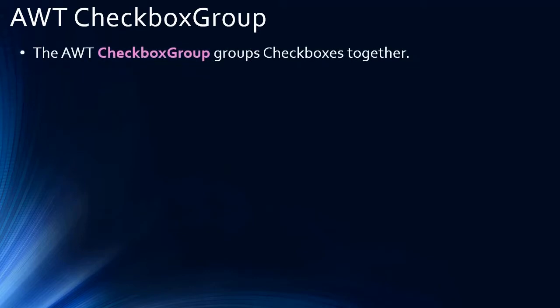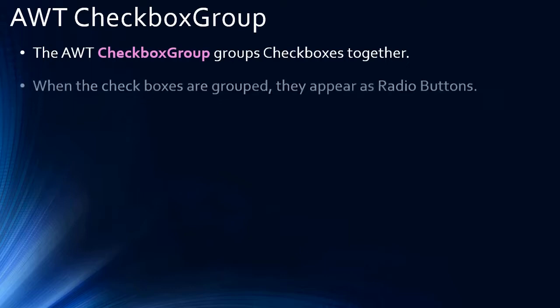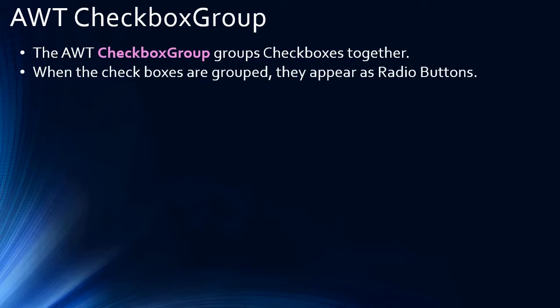Previously we looked at the checkbox and how to create a checkbox. Java AWT provides a class called CheckboxGroup. Using this checkbox group, we can group checkboxes together. When the checkboxes are grouped, they appear as radio buttons. Below are the sample radio buttons.